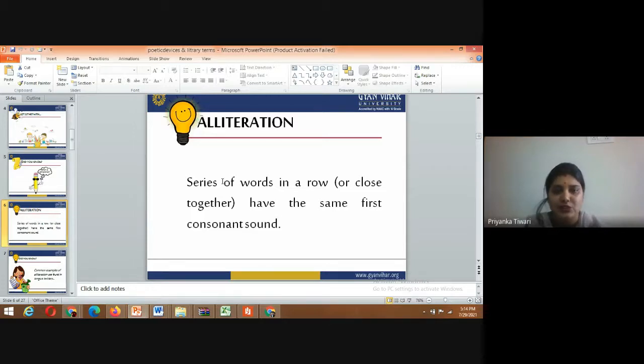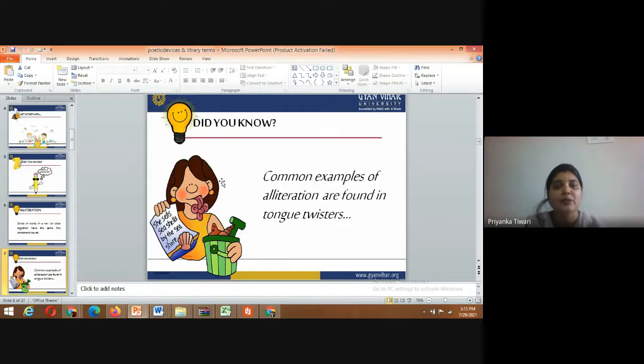In alliteration, a series of words in a row or close together have the same first consonant sound. If we are talking about the same first consonant sound, we will use alliteration in English literature. So this is very important. Common examples of alliteration are found in tongue twisters. This is a tongue twister: She sells seashells by the seashore.